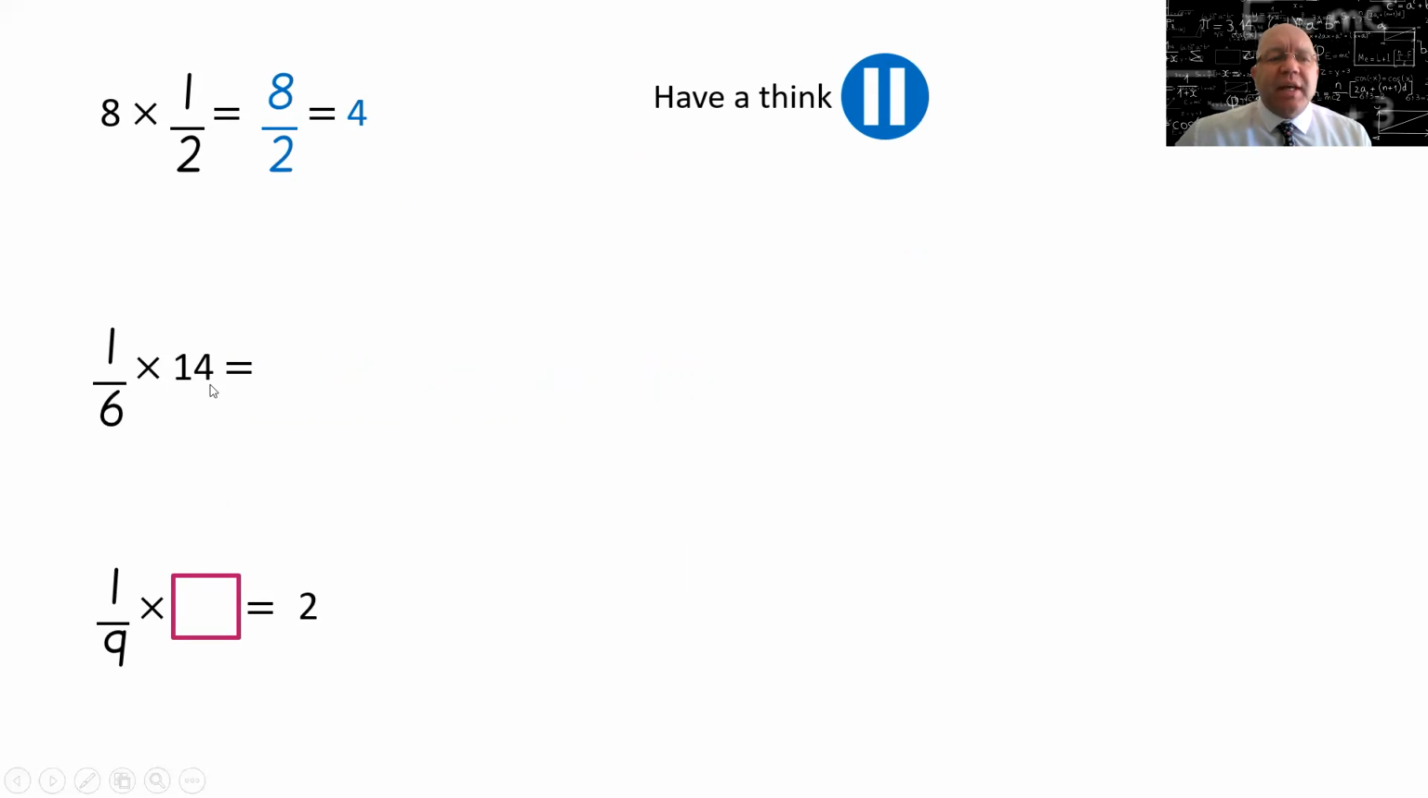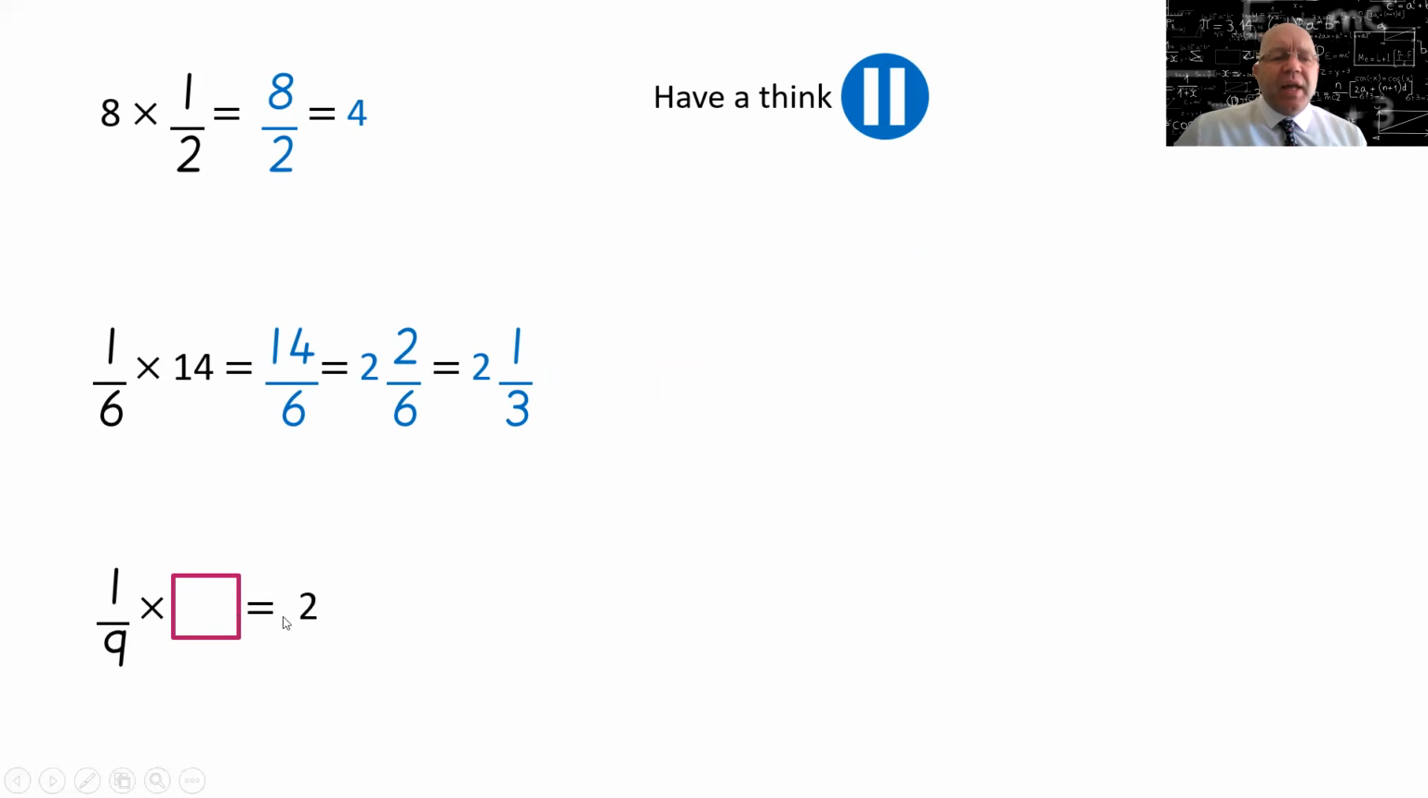What about 1/6 times 14? Well, that's going to be 14/6. Turn that improper fraction into a mixed number, and you've got 2 and 2/6. But the 2/6 will simplify, and we've got 2 1/3. What about this last one?